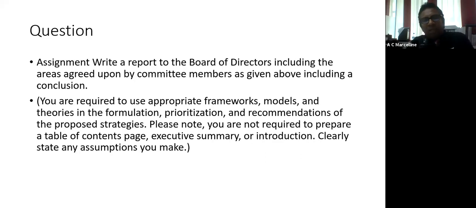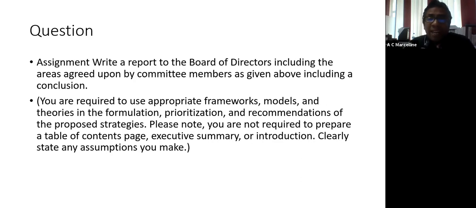Why don't they want a table of content? Why don't they want an executive summary? Why don't they want an introduction? Because you're writing a report to the directors about their company itself. So do you think that you will know better or they will know better about their company? Simple as that. So understand whom you're writing this report to.